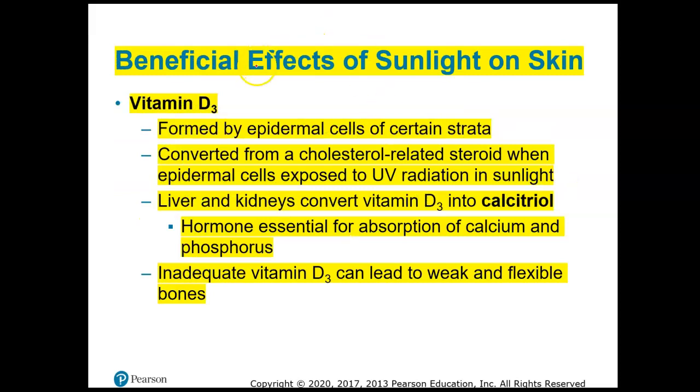All right, now, beneficial effects of sunlight. A certain amount of sunlight, we need it. It helps us to be healthy.